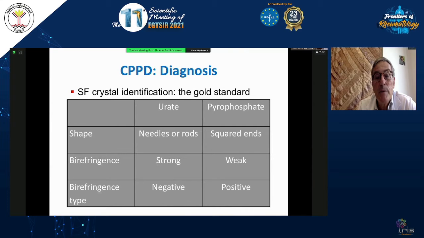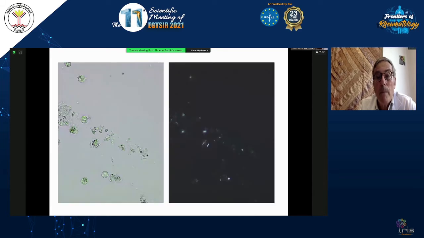How do you make the diagnosis of CPPD? Well, the gold standard is to identify crystals in the synovial fluid during a crystal-induced attack. And you know that pyrophosphate crystals have squared ends, weak and positive birefringence, and can therefore be easily differentiated from the urate crystals. These are these typical square-ended crystals, and you can see that many of them are not birefringent.